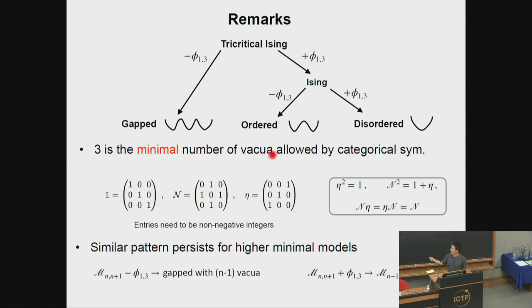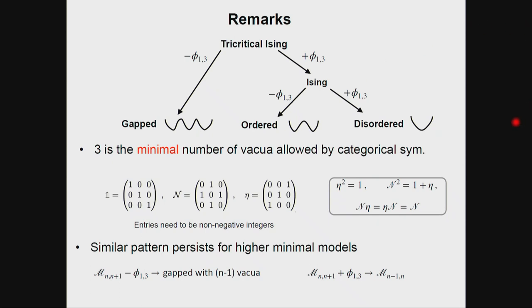So I explained this like a renormalization group flow of this quantum field theory, and then I pointed out that this deformation by phi 1,3, in the extreme low energy, you have three vacua. And this three is actually the minimal number of vacua allowed by the categorical symmetry. That basically means that you need to find the representation of this algebra, which are basically matrices in which all the elements are non-negative integers. And then the minimal size of the representation that realizes this algebraic structure turned out to be three.